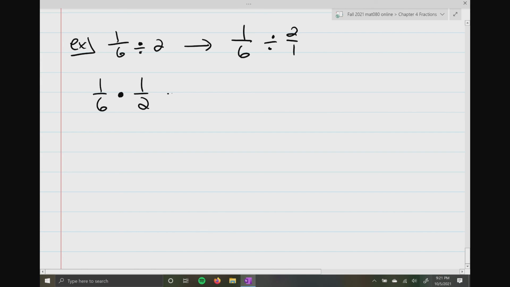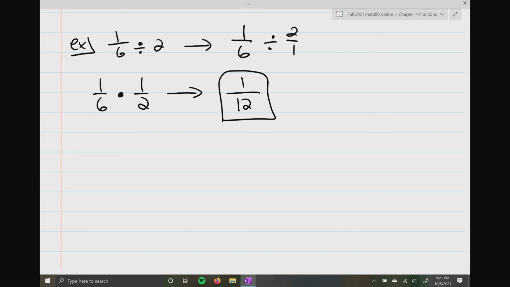Now what's nice about this, if you notice in the numerator, you have all number 1s. So you know, hopefully, nothing is going to simplify here. So we're just going to multiply left to right. 1 times 1 is 1. 6 times 2 is 12. And that's completely reduced because you couldn't do anything before. All right, and that's it for this section.